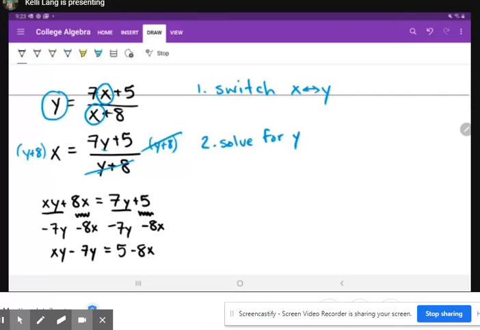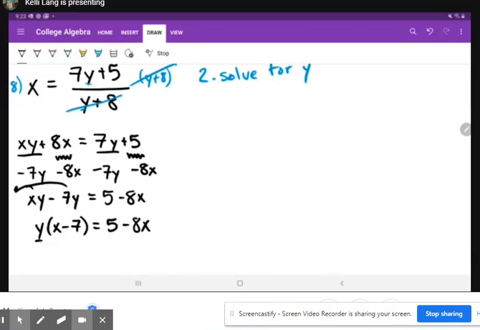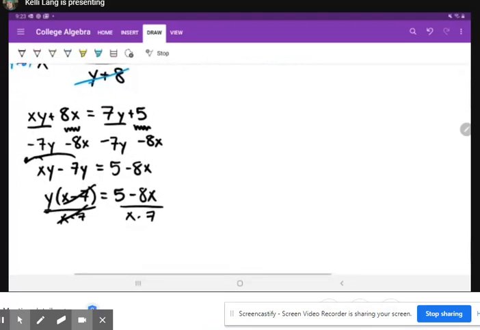Now that we have on the left-hand side of our equation only terms that contain a y, I can factor out a y. So I'm going to pull a y out front, which leaves me with x minus 7 in parentheses. And then finally, I get this y completely alone by dividing both sides by x minus 7. So you get y equals (5 minus 8x) over (x minus 7).